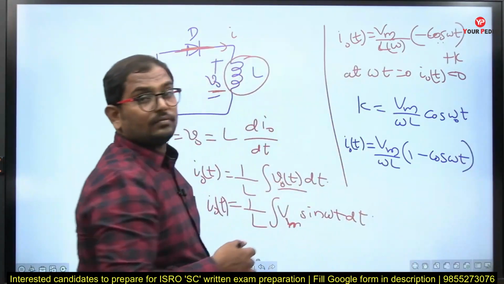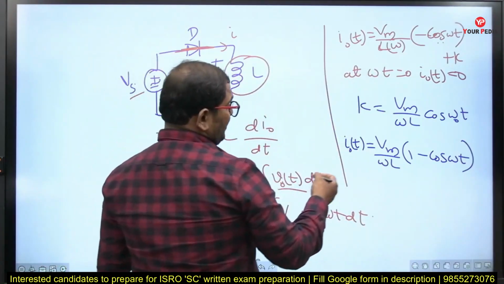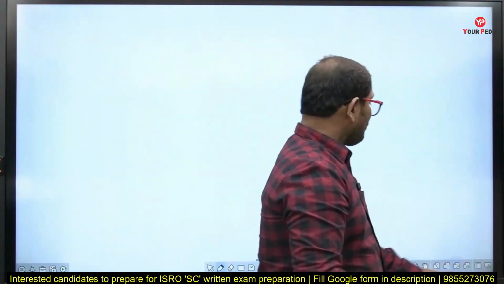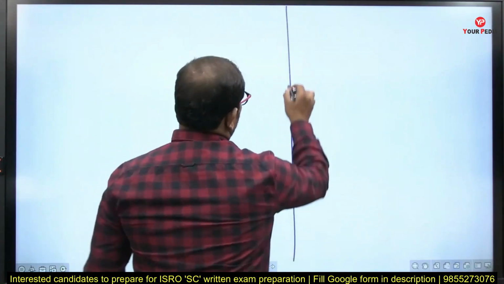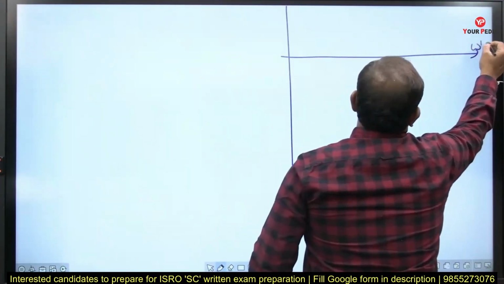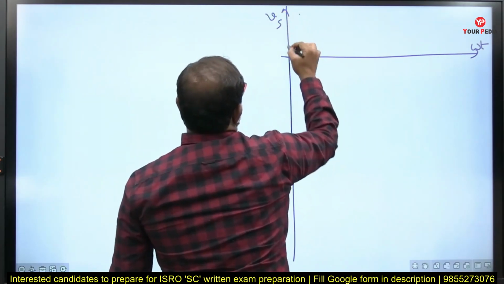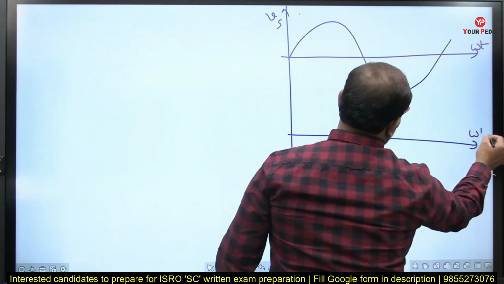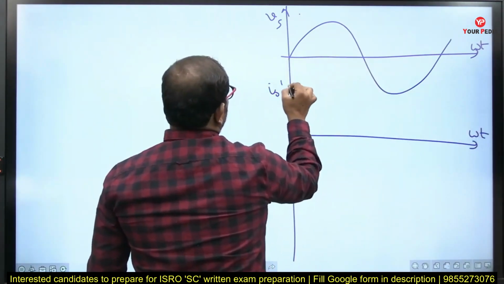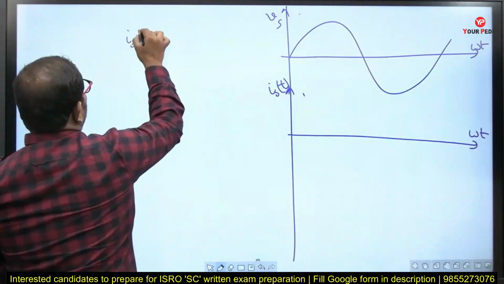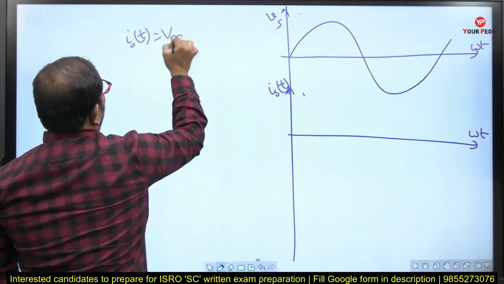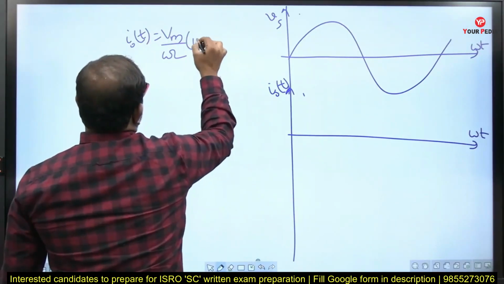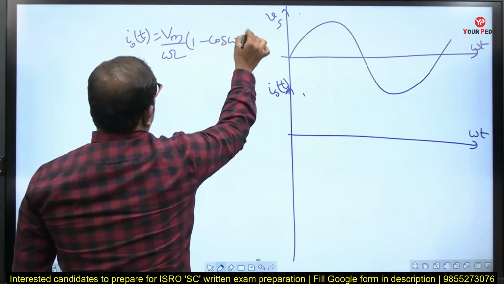So if I substitute different instants from 0 to pi, let's draw the waveforms for this. This is the supply voltage, like this, and this is the current i0(t). So what is the i0(t) expression you got? i0(t) is equal to Vm by omega L times (1 minus cos omega t).